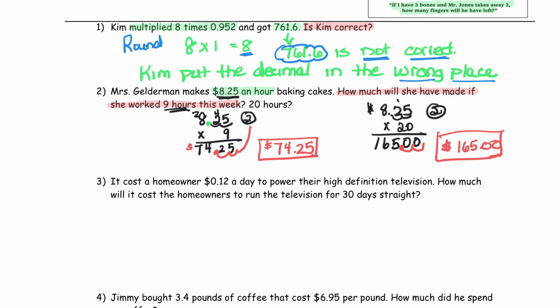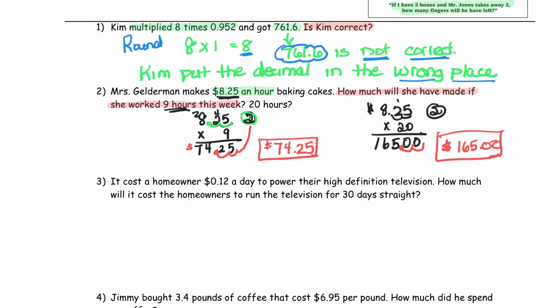So I have a decimal in one of my factors. When you multiply with decimals, for those of you that need some extra help with multiplying decimals, listen closely. You would count how many places to the right. 1, 2. There are 2 places to the right of the decimal.